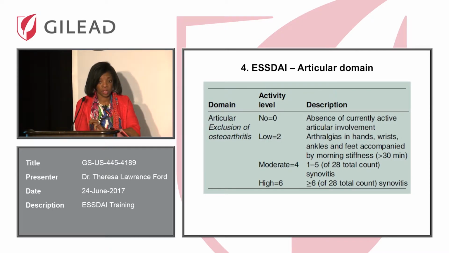Moderate, and we're going to separate here with 1 to 5, or 6 or more. And it has to be a total joint count with synovitis, and that means swelling and evidence of active inflammation.